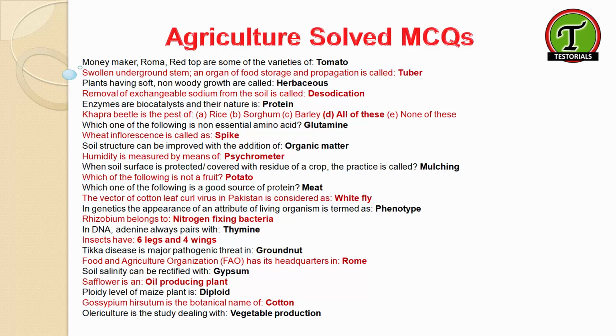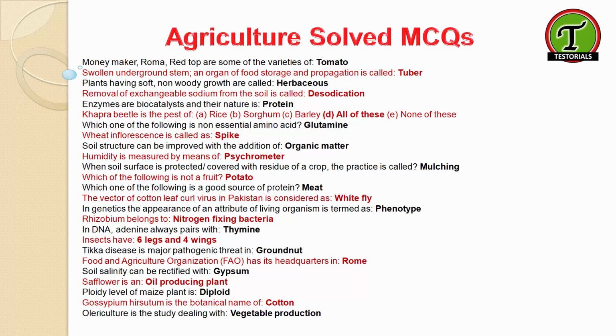143. Plants having soft, non-woody growth are called herbaceous. 144. Removal of exchangeable sodium from the soil is called desodication. 145. Enzymes are biocatalysts and their nature is protein. 146. Capra beetle is the pest of a. Rice, b. Sorghum, c. Barley, d. All of these, e. None of these.